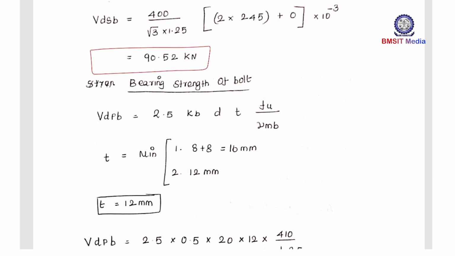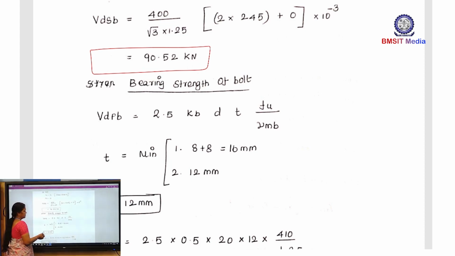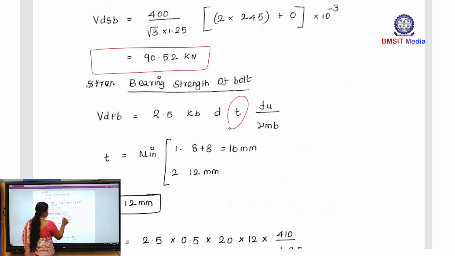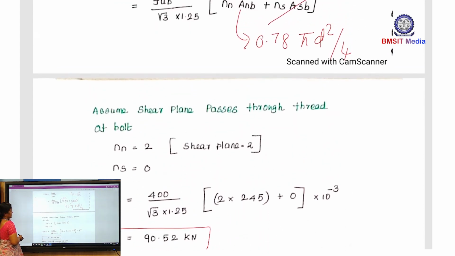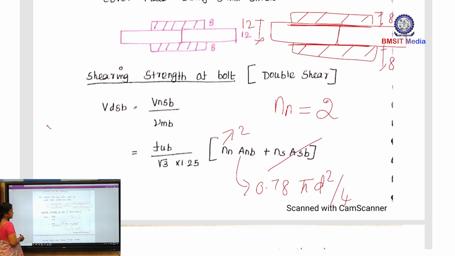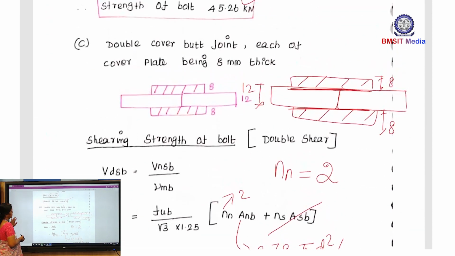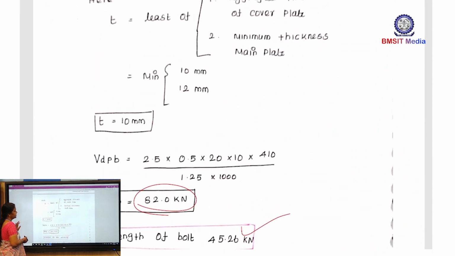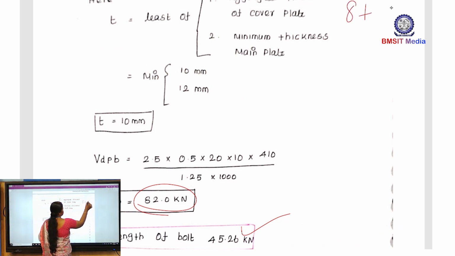Now, coming to the bearing strength of the bolt, same formula. What is the difference? t. Here we have two types of thickness. What are the two? One is the thickness of the main member, another one is the thickness of the cover plate. So, t equals the minimum, as we have already seen. The aggregate thickness of the cover plate is 8 plus 8, that is 16 mm. The thickness of the main plate is 12 mm.